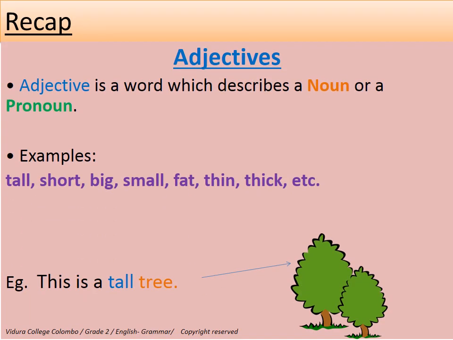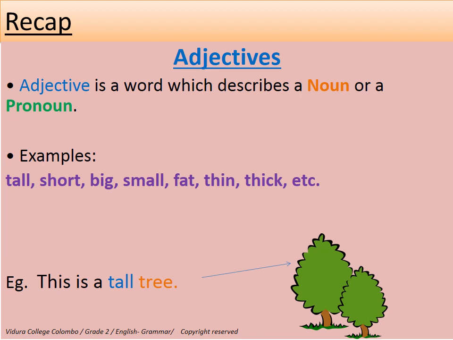Let's recap on adjectives. What is an adjective? An adjective is a word which describes a noun or a pronoun. Now, let's look at the examples given below for adjectives. Tall, short, big, small, fat, thin, thick are some of the examples for adjectives.